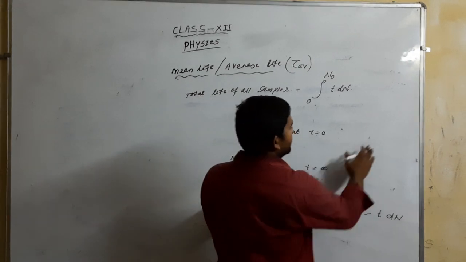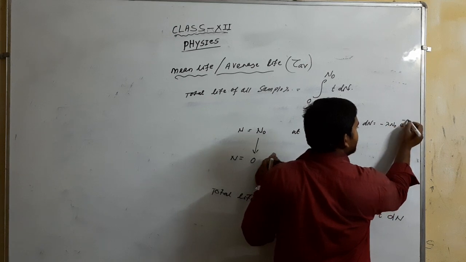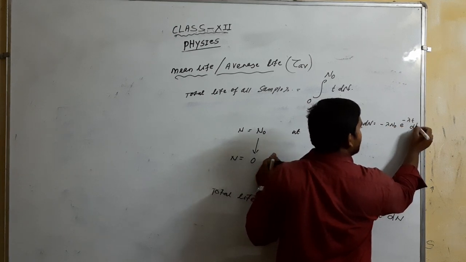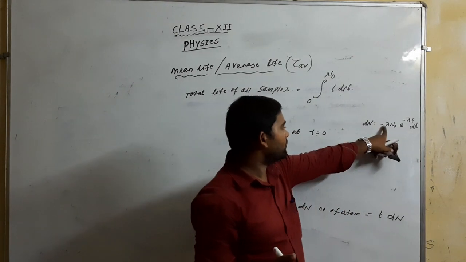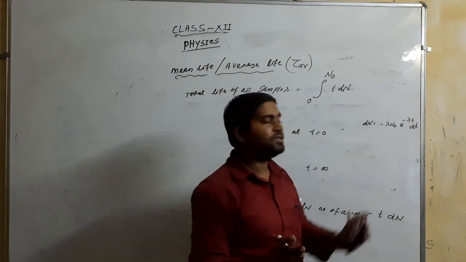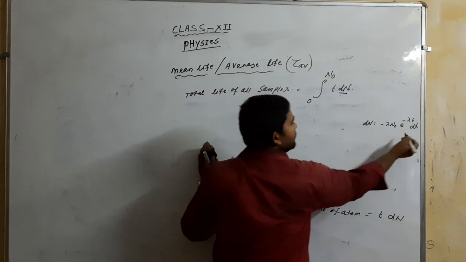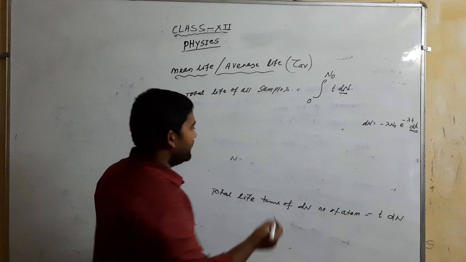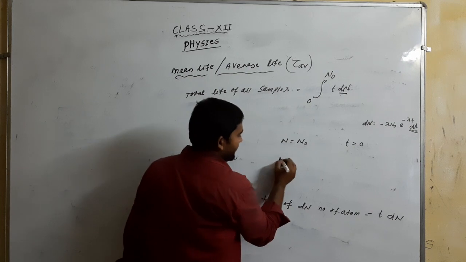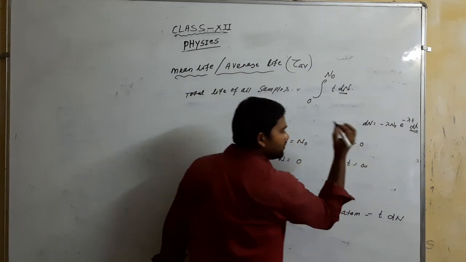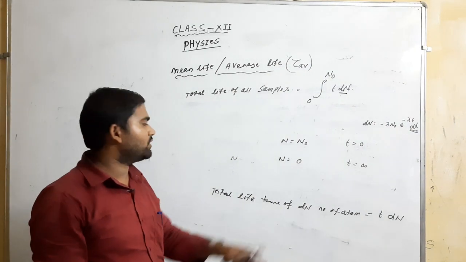And as we denote in equation 1, dn equals minus lambda n0 e to the power minus lambda t dt. I forgot to write dt in equation 1. So if we replace the integration from the dn value to time dt, we say n equals n0 when t equals 0, and n equals 0 when t equals infinity. At infinite time, the total samples reduce to 0.